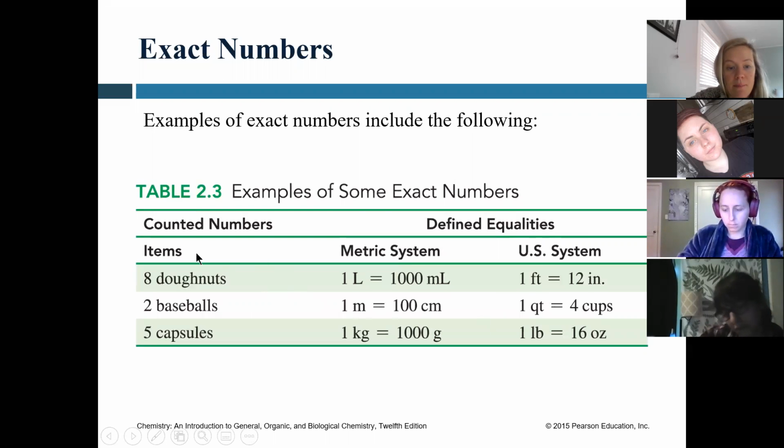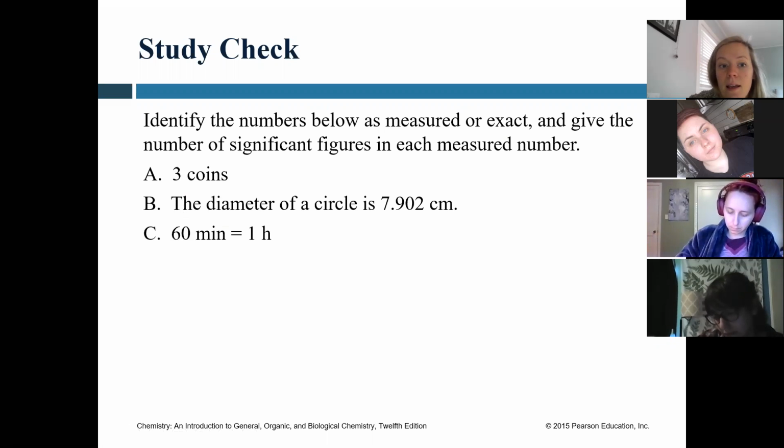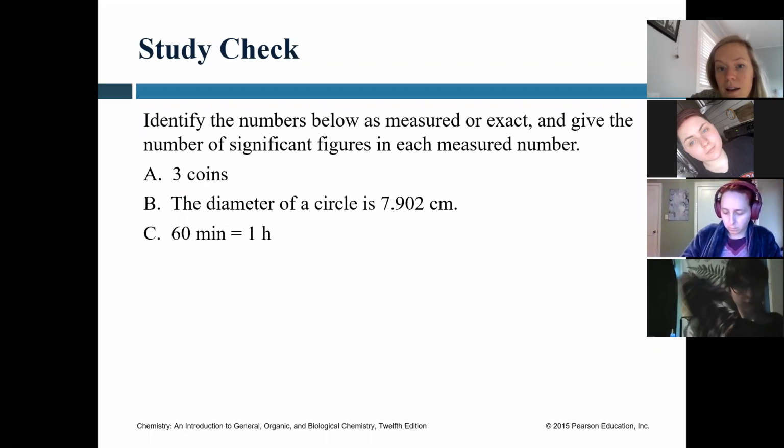So here are some other examples of exact numbers: items, anytime you're counting them, conversion factors, or defined, sometimes called equalities. Two things that are equal to each other, you would say have unlimited sig figs. So looking at these three things, it says identify these as either being measured or exact and give the number of significant figures for each one. So 3 coins, that's going to be an exact number. Sig figs, it's unlimited, right? We don't have any restriction on how precise that is.